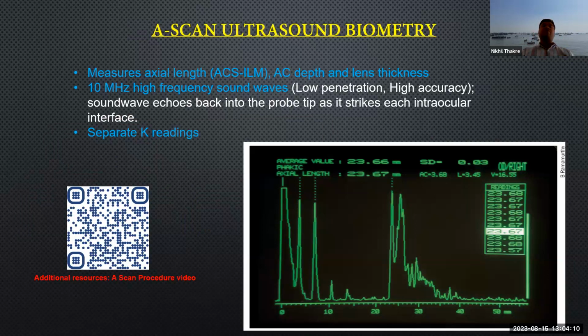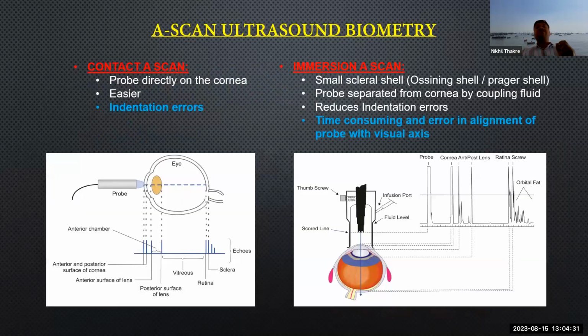In the image attached here, we can see an ideal A-scan where 5 different spikes are seen. The first spike comes from the probe and the cornea, the second and third from the anterior and posterior lens surface, then the vitreous fold, then the retinal spike, followed by the scleral spike. On the right-hand side, you can see that we have fairly constant axial length values. This is what we have to achieve. Contact A-scan, though easier, is prone to indentation errors, whereas immersion A-scan, though the standard at a time, is time-consuming, and there are issues with error in alignment of the probe with the visual axis.